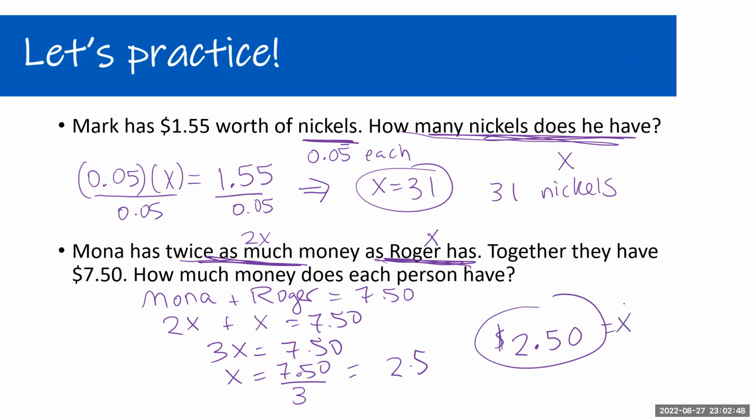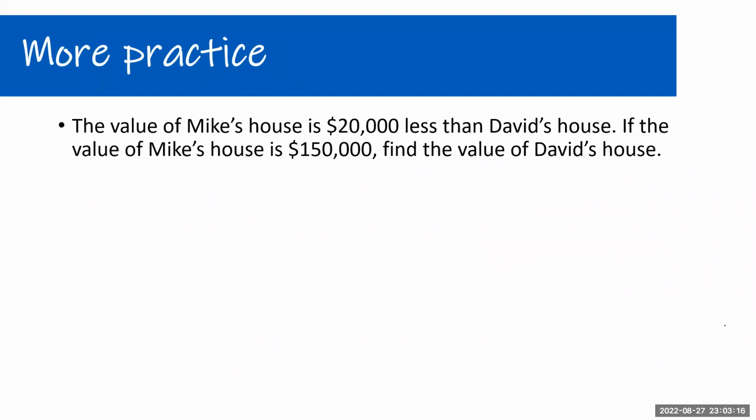is X. Now remember, that's Roger, right? So Roger has $2.50 and Mona has twice as much, which is going to be $5. And sure enough, $5 plus $2.50 is going to be $7.50. Okay, so something similar. I'd highly encourage you to pause here, make sure you can solve this, and then check your answer.